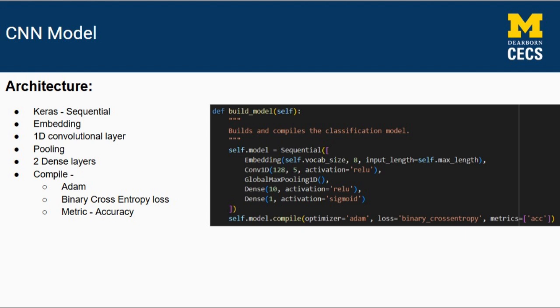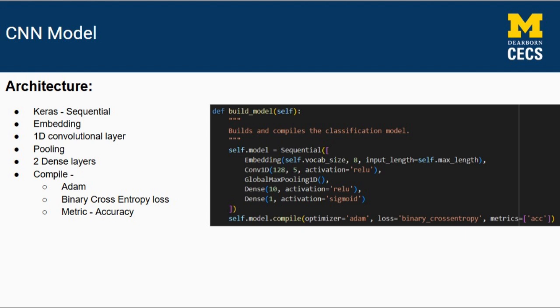Now the one-dimensional convolutional layer, which takes the inputs of 128 filters, and 5 would be the kernel size over here. This layer scans through the input data and applies the convolutional operations. The activation function is ReLU over here.